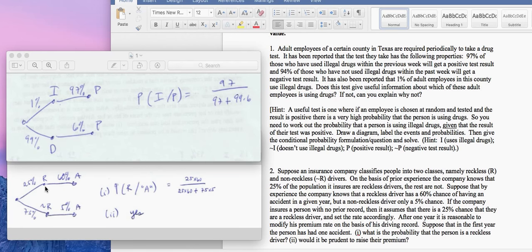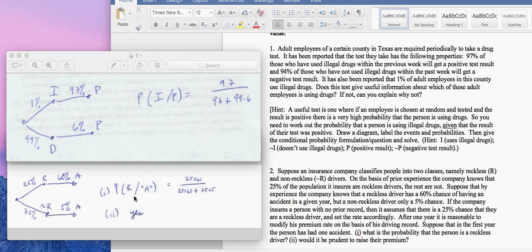And then relative to that, you can either get into an accident or not an accident. Since they're only asked about accidents, that's the only thing that the insurance company is concerned about. If you don't get into an accident, they don't care. You just pay your money and you're fine. What are the probabilities then? Well, given a reckless driver, there's a 60% chance of having an accident. And a non-reckless driver, only a 5% chance of an accident, right? That's what their data indicates.